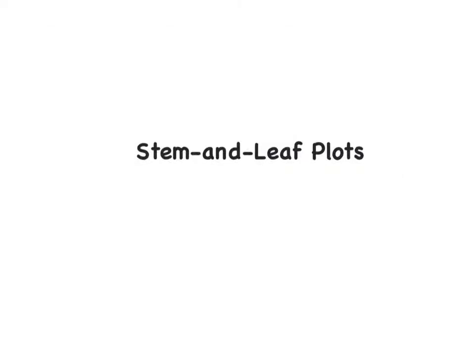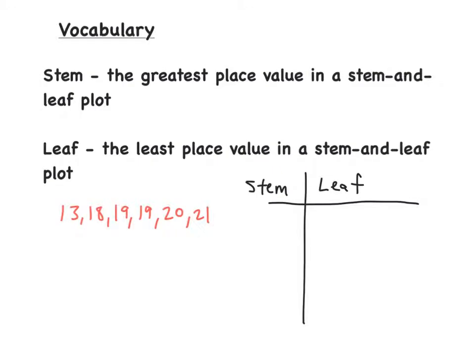Today we're going to learn about stem and leaf plots. Basically, what a stem and leaf plot is, is just a different way to display data. So we have two parts of a stem and leaf plot. We have the stem, then we have the leaf.